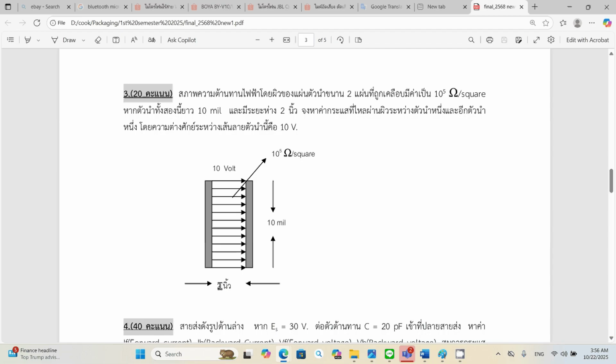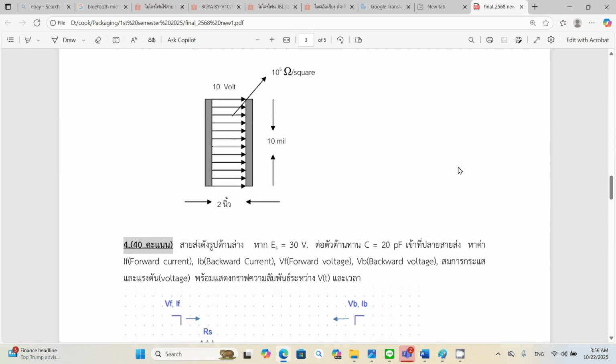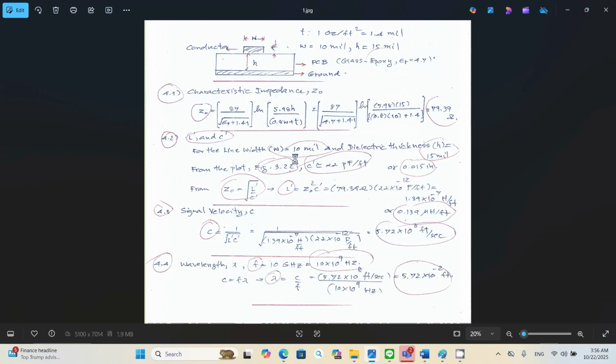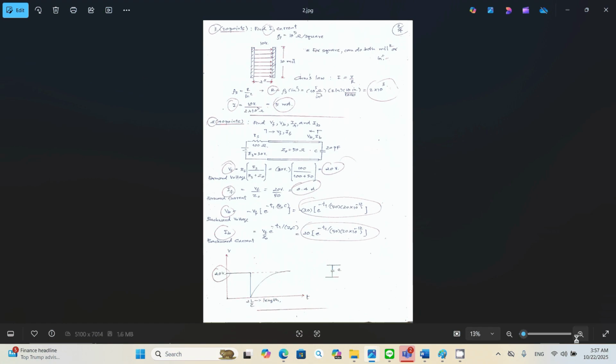And this is the dimension of your surface, and this is also a straightforward problem. You simply convert, since these have to be in the same unit, because this one is 2 inch and this one is 10 mil. It asks you to look for the current flowing through the surface of the material. Okay, let me blow this up.